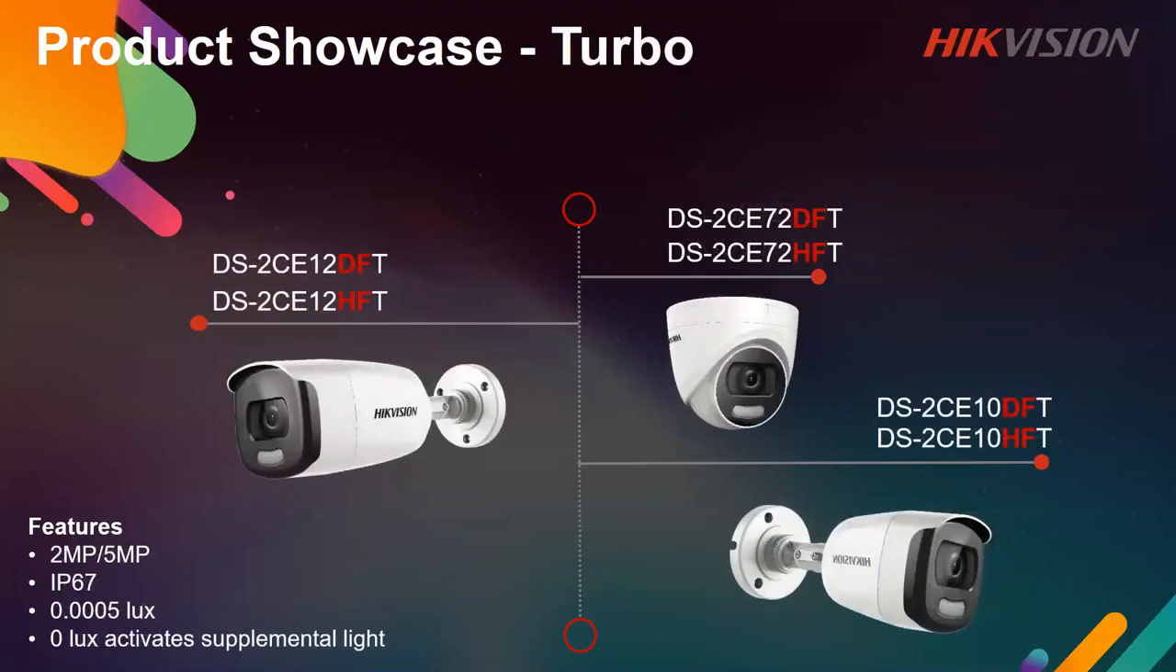So our product showcase in relation to Turbo. For the Turbo ColorVu, the difference here is the DF and the HF. DF is in relation to 2 megapixel, and HF basically means 5 megapixel. So we have 2 megapixel and 5 megapixel ColorVu cameras in the Turbo range, all externally rated, offering low lux levels of 0.0005 lux. Obviously 0 lux activates the supplement light, so it's very much like a photocell scenario. When a low enough lux level is produced, the photocell changes over and switches on the supplement light.